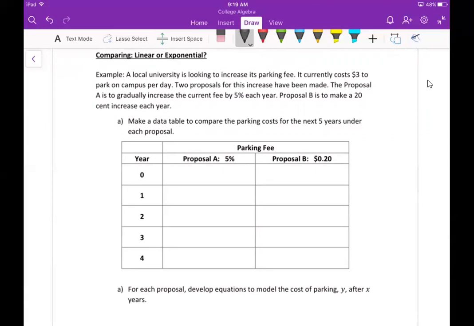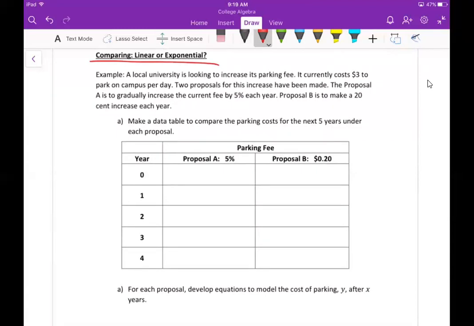And how would that be possible? That's why we want to look at comparing exponential versus linear. Sometimes things are a little bit interesting here. So if you need to, pause, take a break, okay? We're going to continue on with this example here.